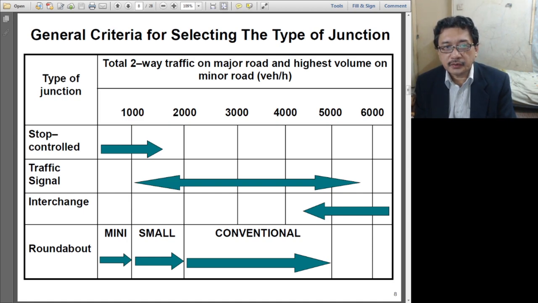Above 5,000 vehicles per hour, we have to consider the use of interchanges instead of traffic signal because the number of vehicles is very high. Note also the use of roundabout. It can be used for up to 5,000 vehicles per hour, which is almost similar to traffic signals. Where conditions permit, roundabout also provides an effective way to control the traffic.